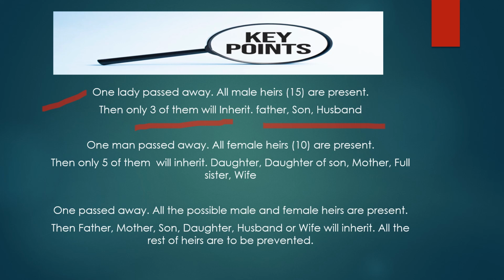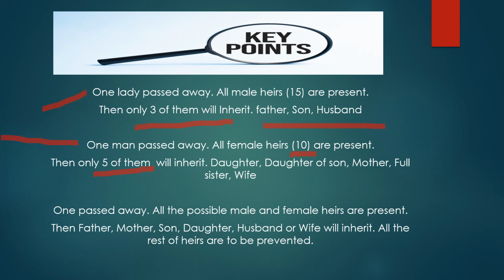And another one is, one man passed away. Second point, please note it. One man passed away, all the female heirs, that is 10 members, are present, only 5 of them will inherit: daughter, daughter of son, mother, full sister, wife. That's all.